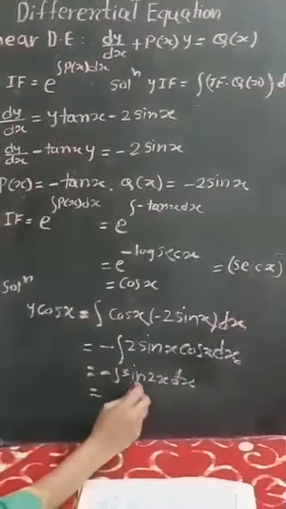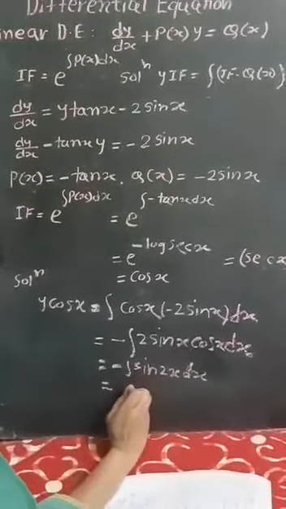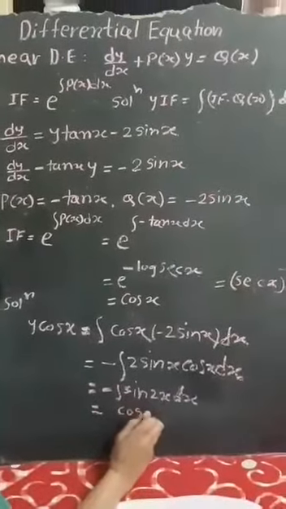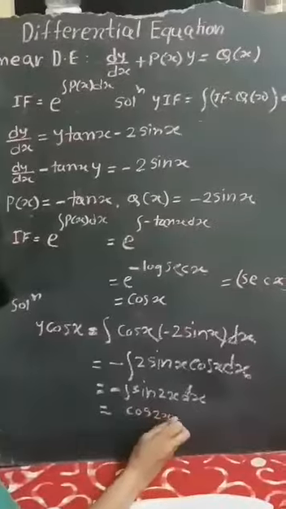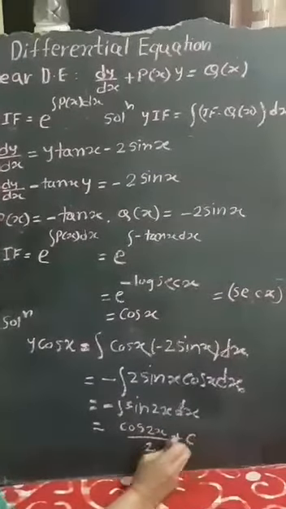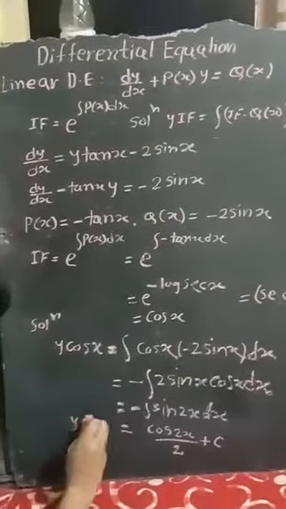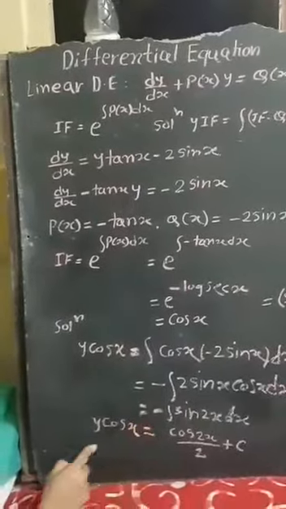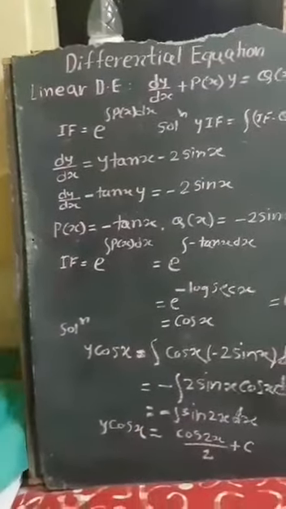And integration of sin 2x you can do easily. What is integration of sin? It is minus cos, so this will become minus, minus cos 2x upon 2 plus c. And this side it is y cos x as it is. Okay, so this will be your final answer.